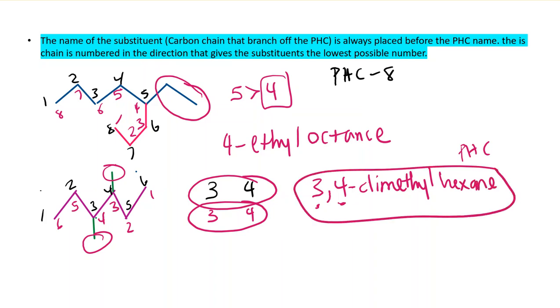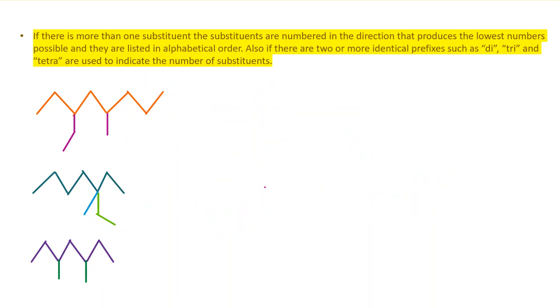And that's it. So our next rule says if there is more than one substituent, the substituent is numbered in the direction that produces the lowest number possible. And they're listed in alphabetical order. Also, if there are 2 or more identical prefixes such as di, tri, or tetra are used to indicate the number of substituents. Okay, so first thing first, we have to determine the parent hydrocarbon.